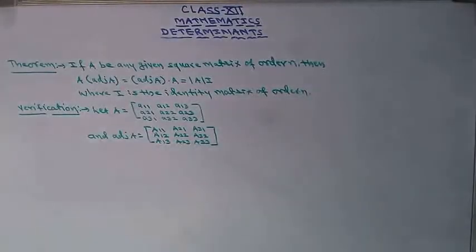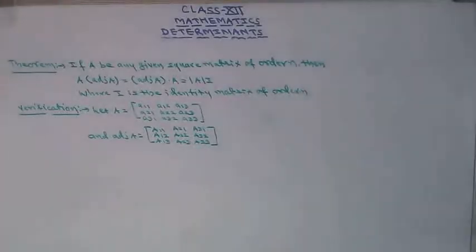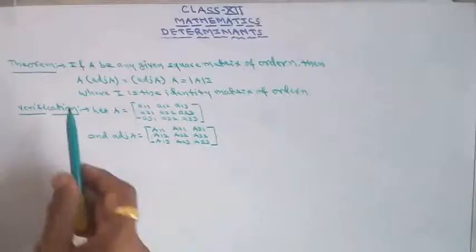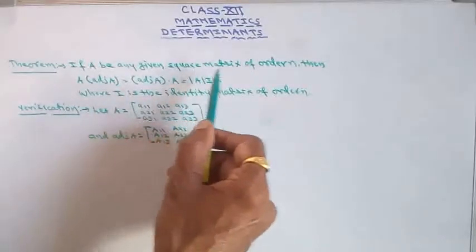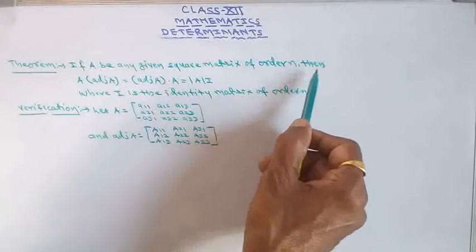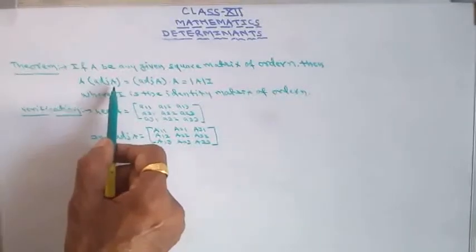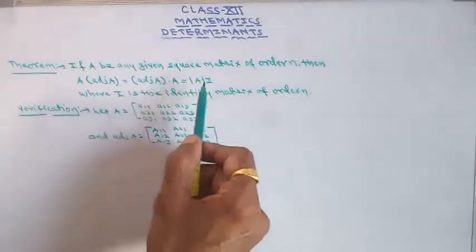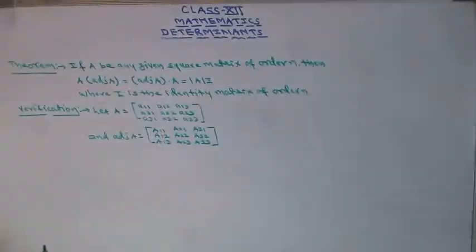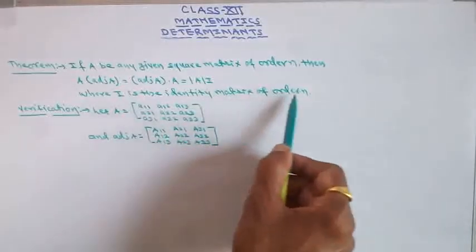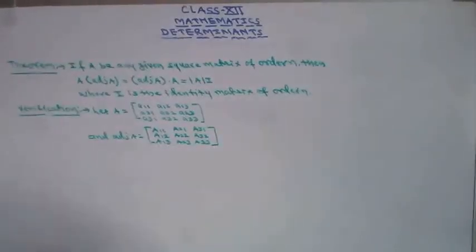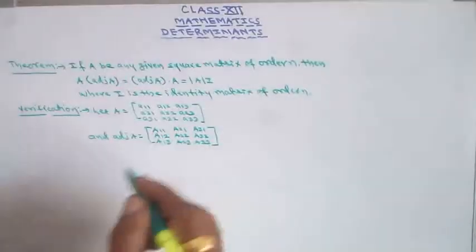Okay students, now see the theorem on the adjoint of a matrix. So what is the theorem? The theorem is, if capital A is any given square matrix of order n, then A into adjoint of A equals adjoint of A into A equals determinant of A into I, where this I is the identity matrix of order n. I is also a matrix of order n.